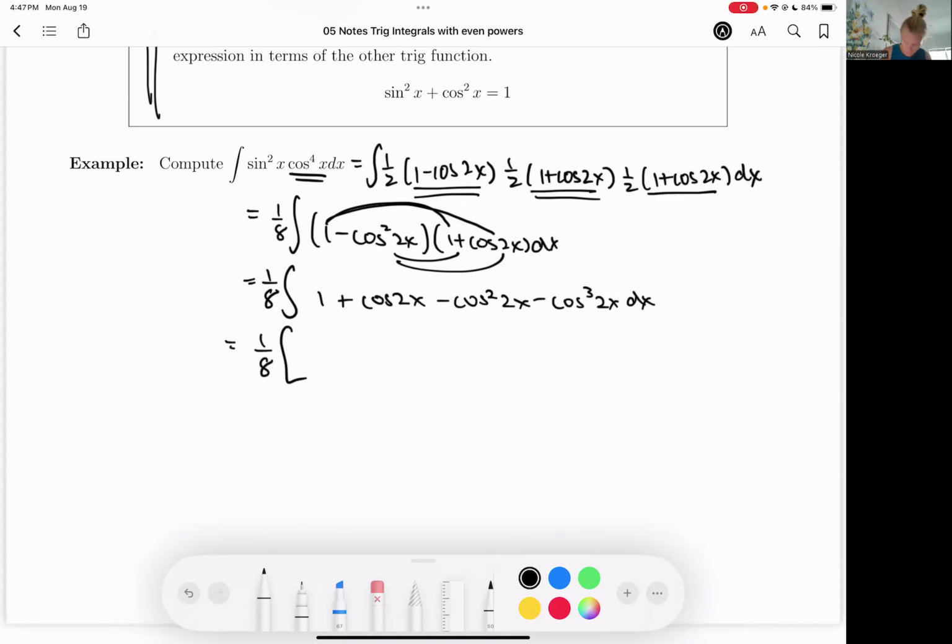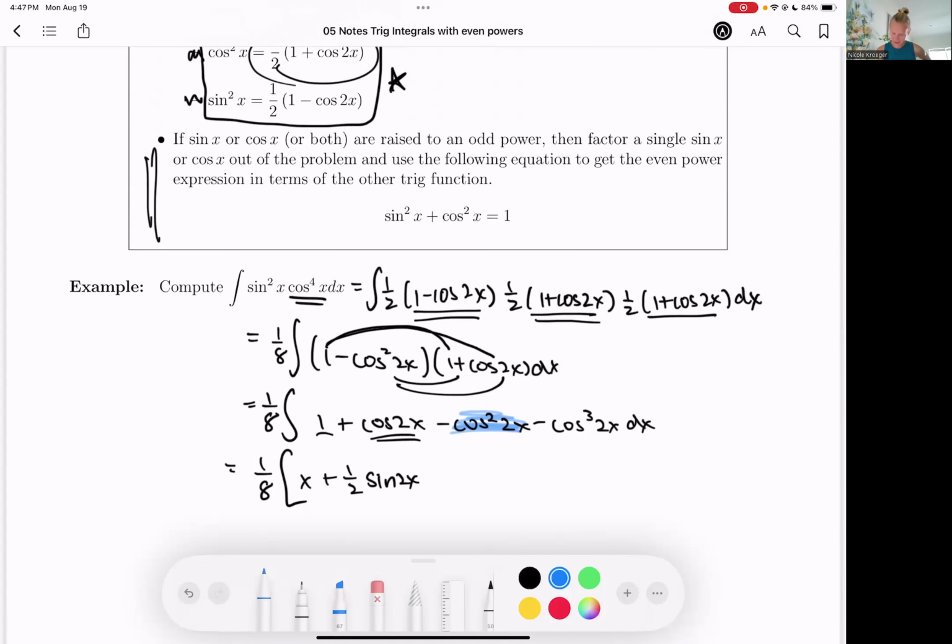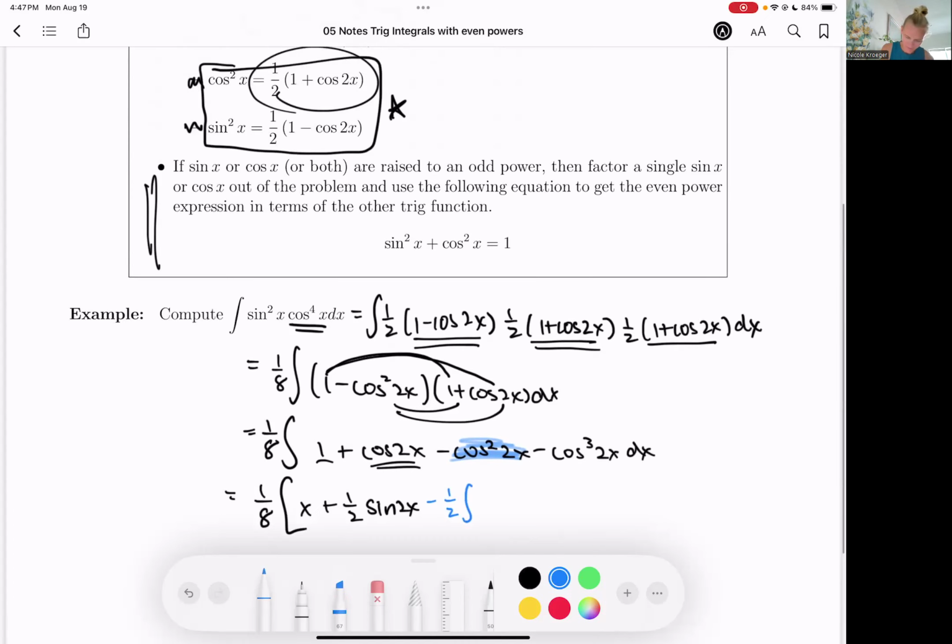So I get 1/8, sorry, in big parentheses. 1 becomes x. For cosine 2x, you could do a u substitution where your u is 2x, and that's going to become 1/2 sine of 2x. And now things get interesting. So I have cosine to an even power, which means I'm going to have to use my power lowering formulas again. So this is going to become minus 1/2. I'm going to use this power lowering formula.